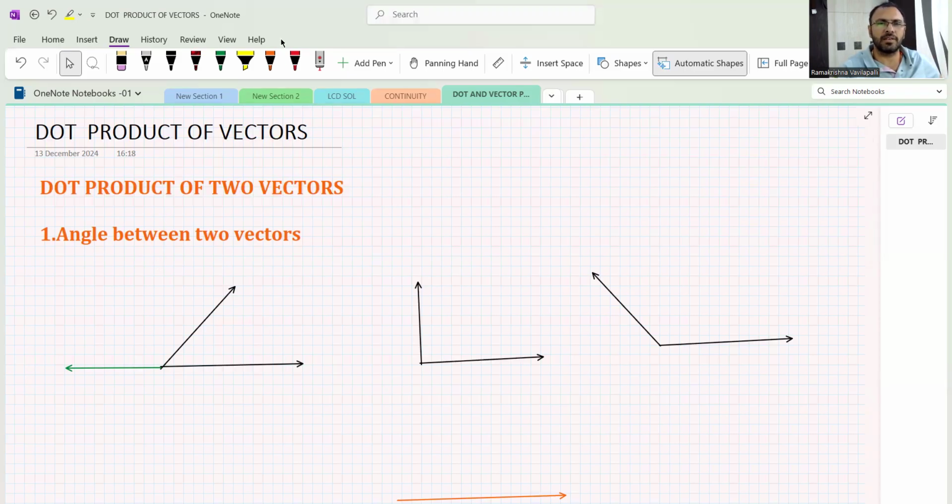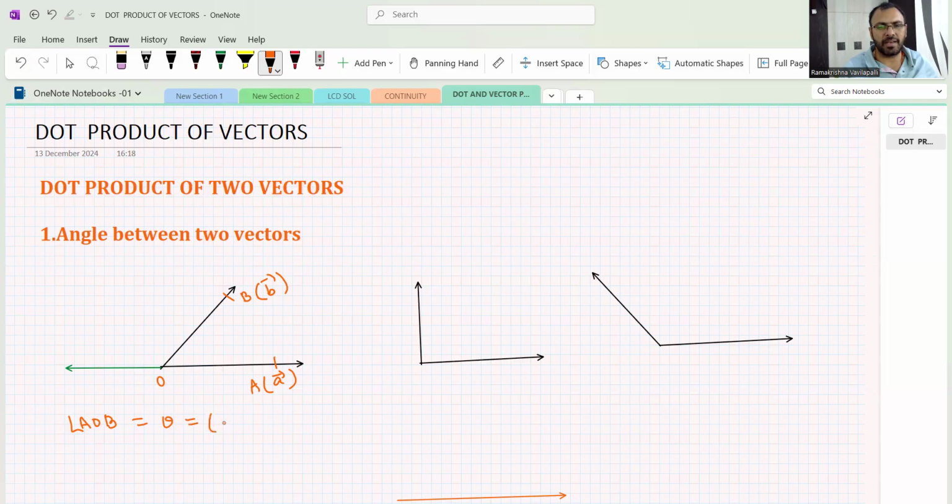If you consider two vectors, one is a bar vector, and another one is b bar vector. That angle AOB, equal to theta, is called the angle between the vectors.